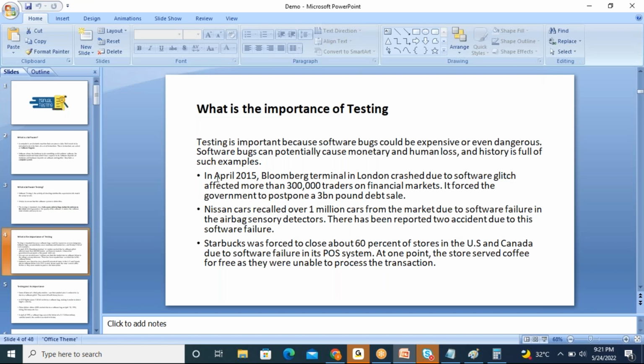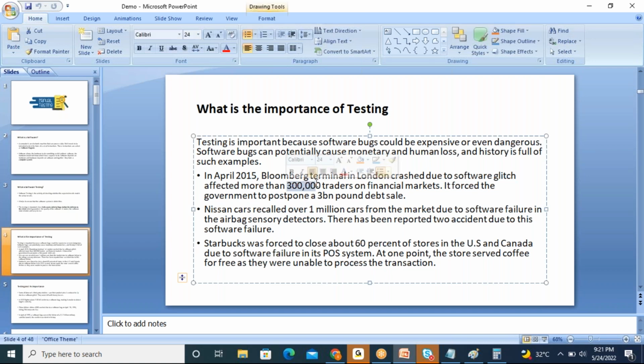Here are a few real-time examples. In April 2015, the Bloomberg terminal in London crashed due to a software glitch, affecting more than 3 lakh traders. See, 3 lakh traders on financial markets. It forced the government to postpone a £3 billion debt sale. Due to some software glitch or technical problem, or if proper testing was not performed on that application, 3 lakh traders were affected by this software glitch.